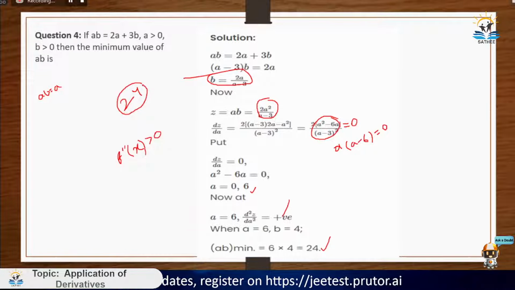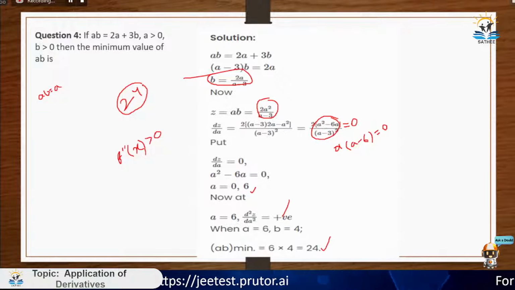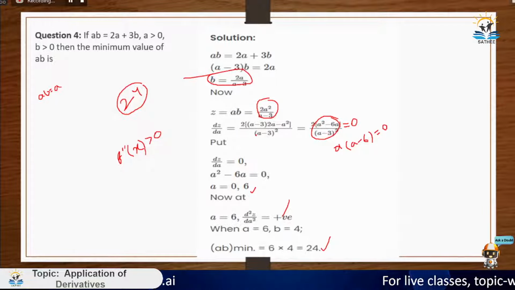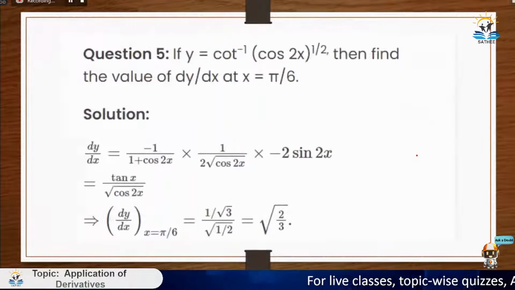If from there you are getting two values of your independent variable, then calculate the double differential. If it is less than 0, then you will get maxima, and if it is greater than 0, you will get minima. From there you can just calculate the value of the maximum or minimum, whatever is being asked to you. Okay, so simple concept, but please keep it in your mind.